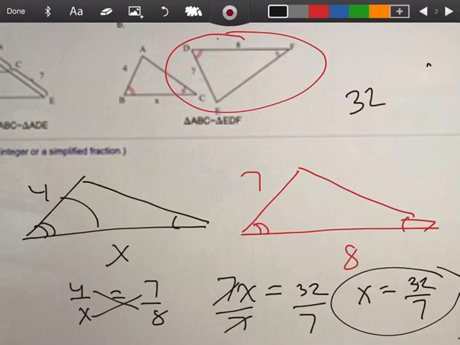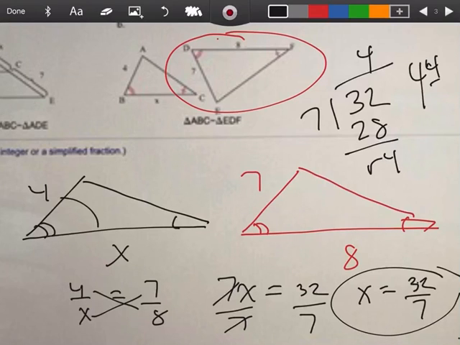If we want to, we could write it as a mixed number. So 7 is going to go into 32 about 4 times. 28 with a remainder of 4. So this would be 4 and 4/7. So if it asks you for a mixed number, you can write it as 4 and 4/7. Or if it asks you if you can leave it as an improper fraction, it would be 32 over 7.